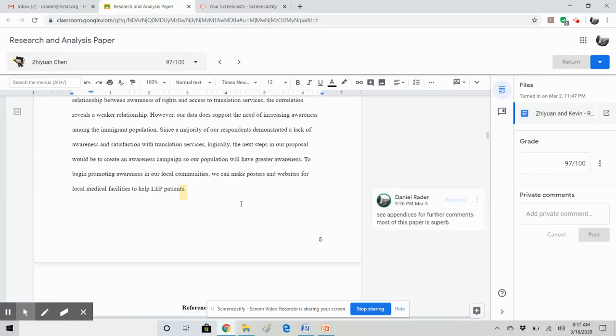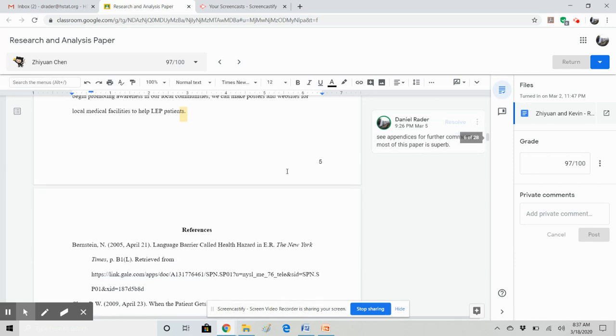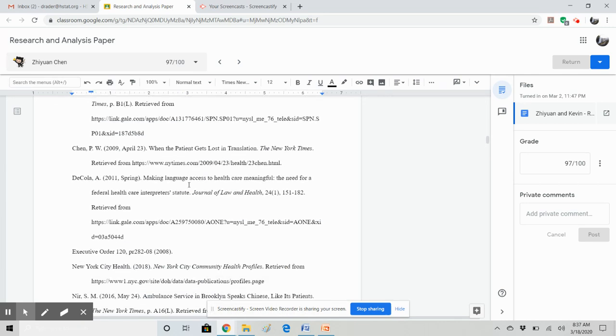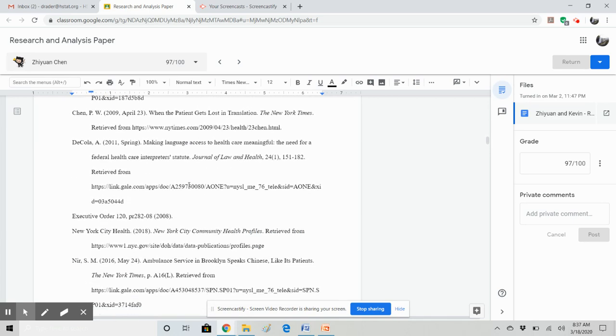For most of the papers that I read, I wrote at the end of the essays, see appendices for further comments. That was my opportunity to then give additional feedback in terms of the work that I saw. As you can see, these two did a really nice job on their paper, and their grade clearly reflects it. They included their references from their background paper in this as well, and you'll eventually want to do that when you put together your final proposal.